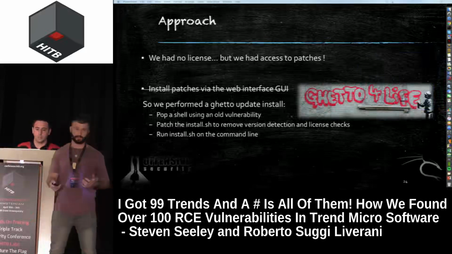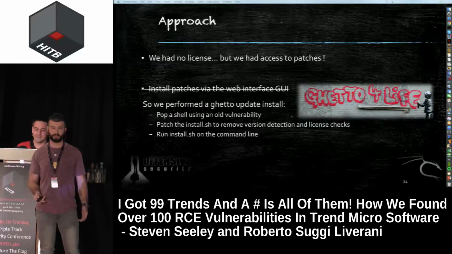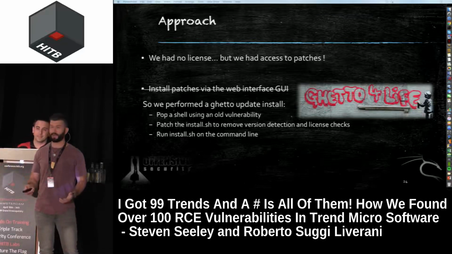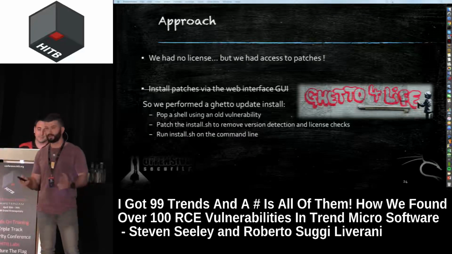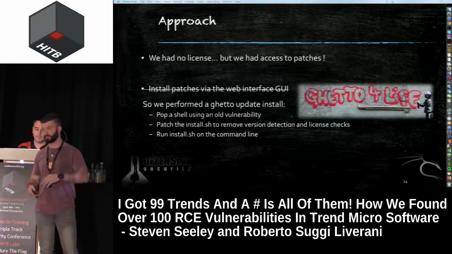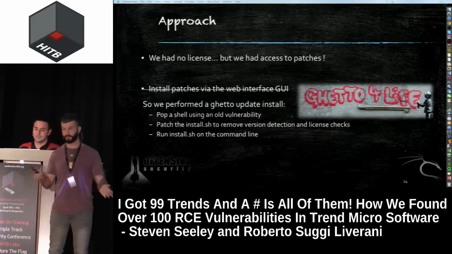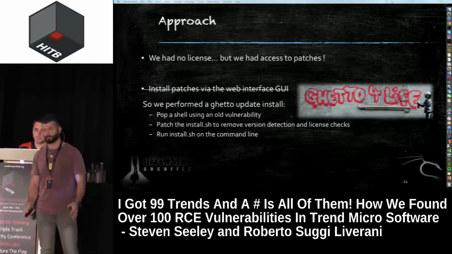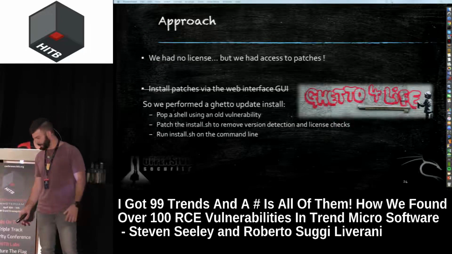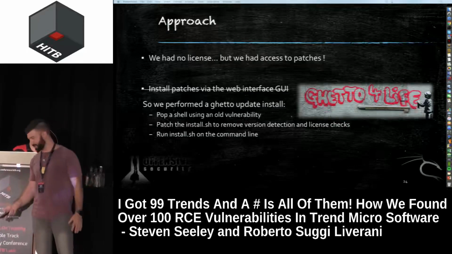The approach in installing it was a bit ghetto. We couldn't get a license, and I don't like to pay for software if I'm testing it. So we download patch files and can't install the patch, so we quickly modify the patch file, remove all the version detection and the license check, run the installer, and it just overrides all the files and dumps all the PHP or Java or whatever it is. In this particular case we're focusing on the code so much, not so much the environment. And we used an old vulnerability to pop a shell to be able to patch it, and then we're all good again.